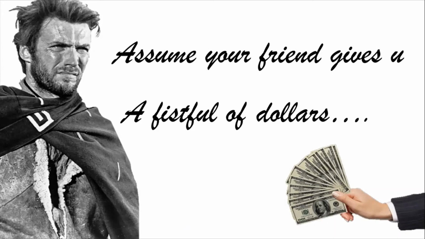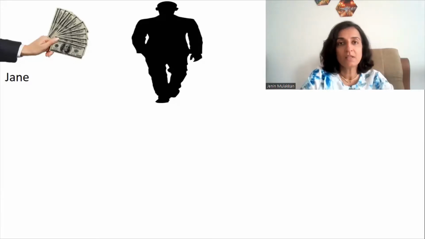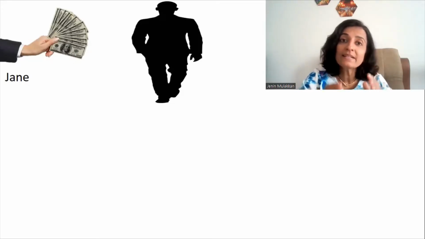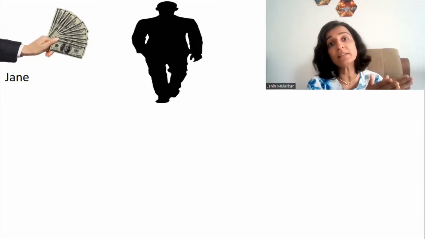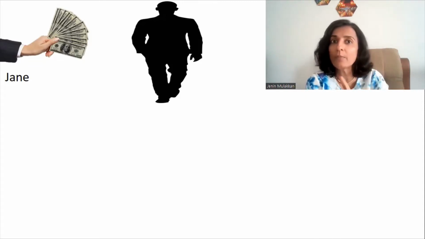life. Assume that your friend gives you a fistful of dollars. Your friend's name is Jane. So she is giving this amount to you as a loan. So definitely you should pay back the amount. So a liability is created when we borrow the amount from Jane.